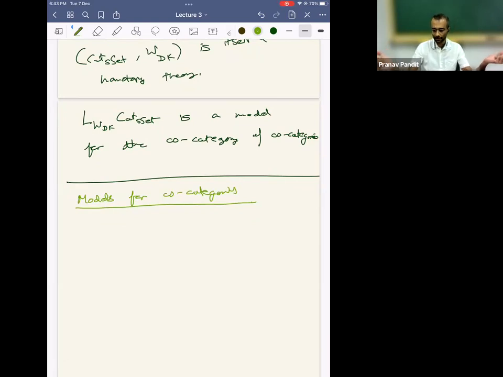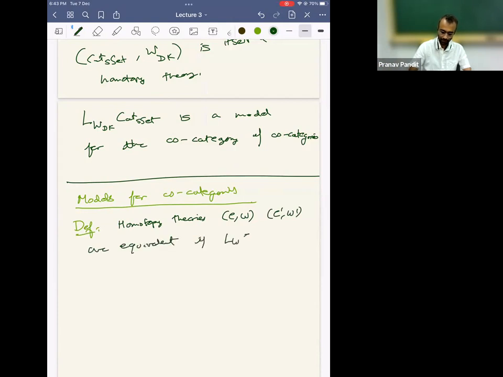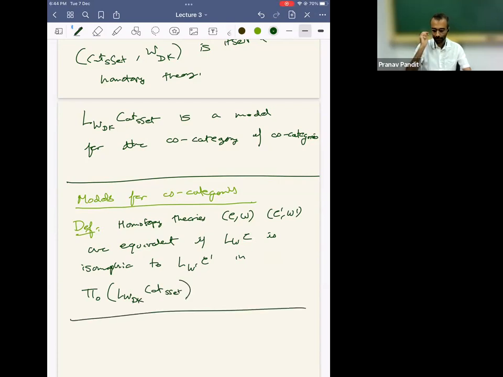So I'll say that two homotopy theories are equivalent if their simplicial localizations are equivalent. Definition. Homotopy theories (C, W) and (C', W') are equivalent homotopy theories if L_W C is isomorphic to L_W' C' in pi naught of L_DK of Cat_sSet. Okay. So all of these things that I described can be organized into homotopy theories.